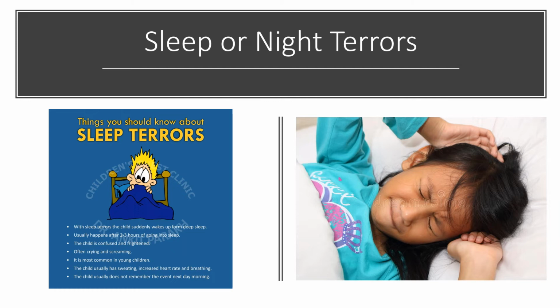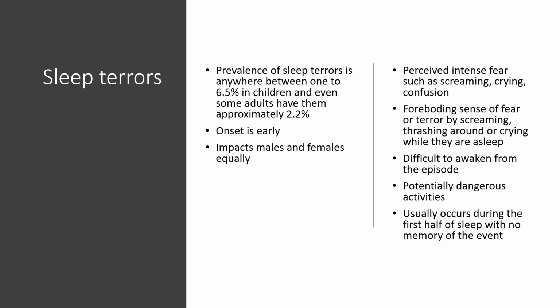The thing is, potentially a lot of these children outgrow this when they reach puberty, but some adults even continue to have sleep and night terrors. Pretty severe. The prevalence of sleep terrors is anywhere from 1 to 6.5%. That's the range, but the average is around 3%. And even some adults, approximately 2% of adults, continue to have night terrors.